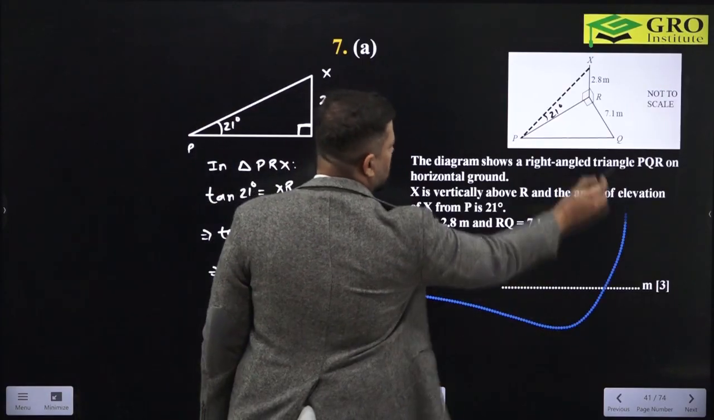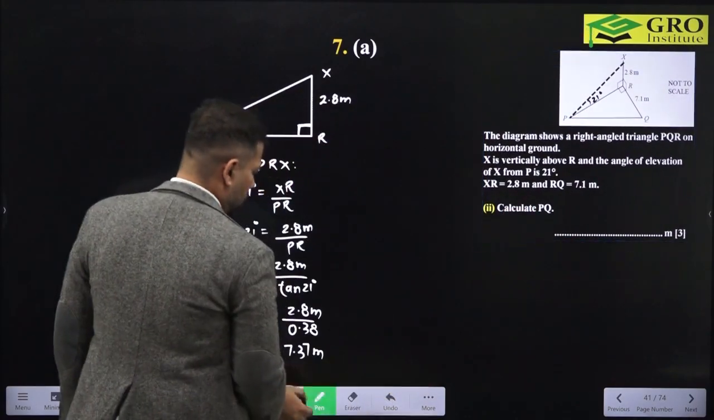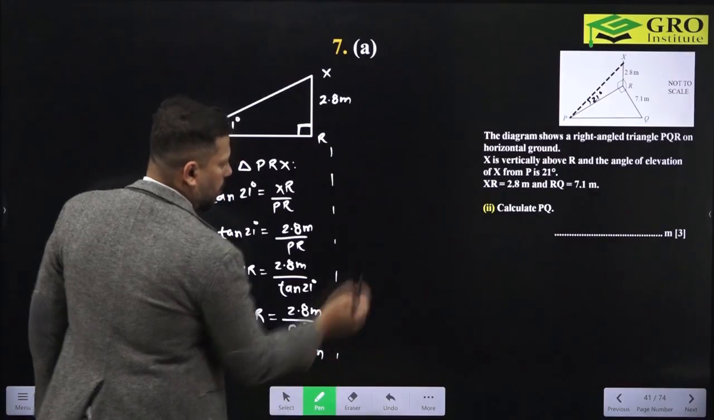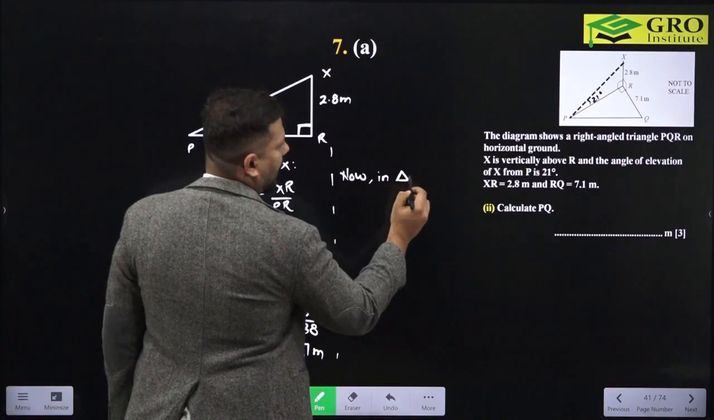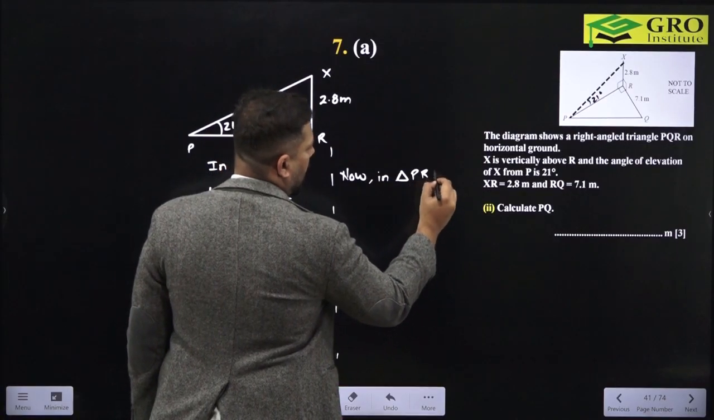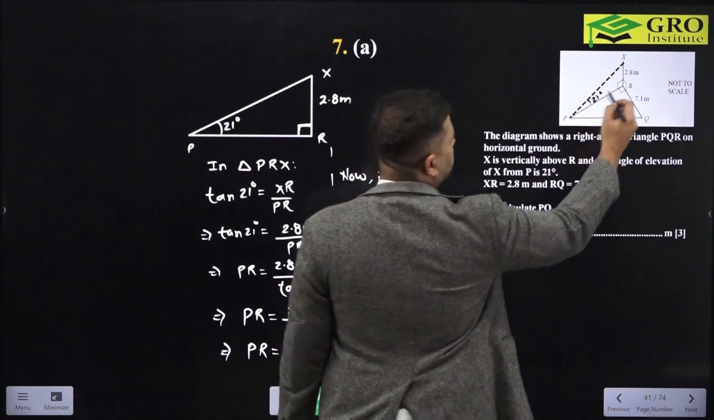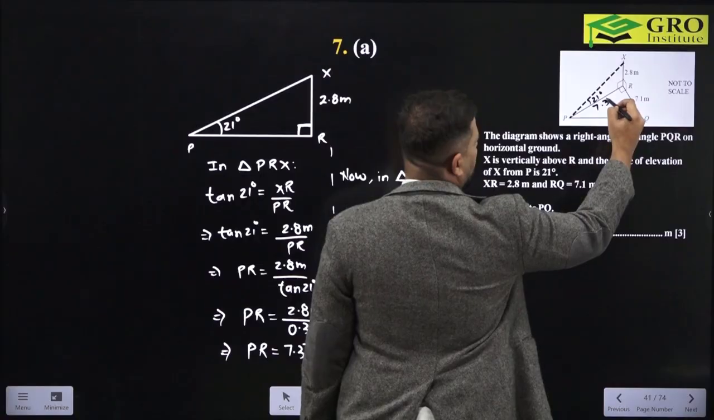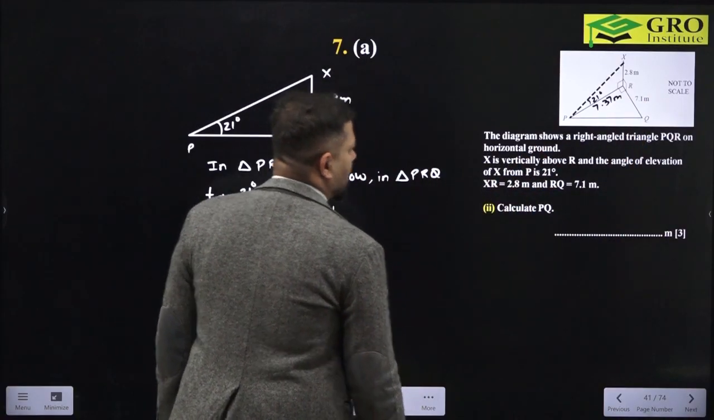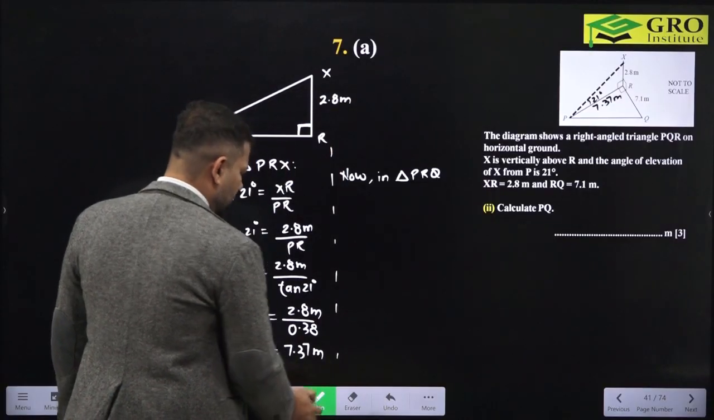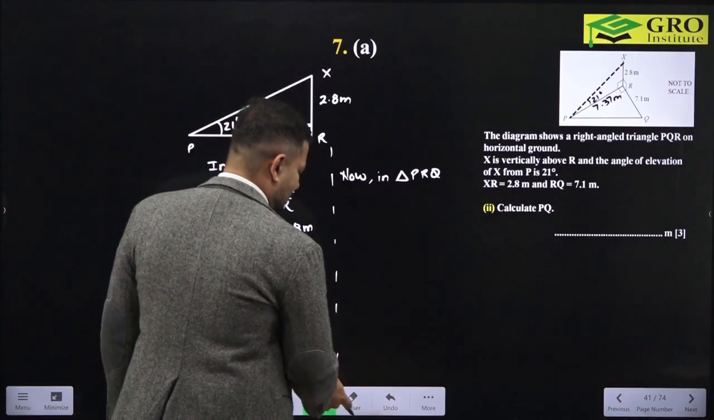I'll just reduce this size. Okay. Now, in triangle PRQ, guys, we just found out one very important value. This PR is 7.37 meters, and here we have RQ as 7.1 meters. Better would be to take this 7.37 as 7.4, but we can use it like this as well.